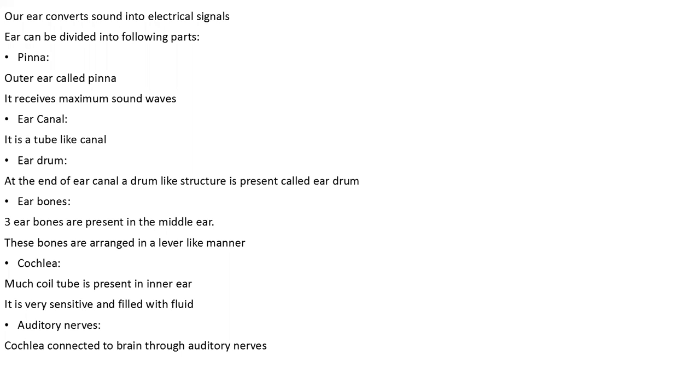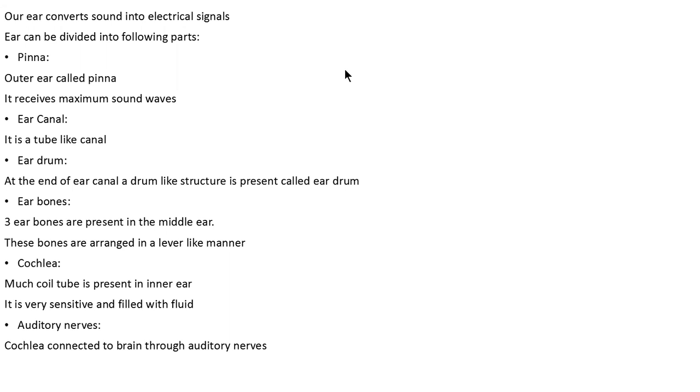Then it moves into the next organ, which is called the ear canal. It is a cavity, a tube-like canal structure. The waves move from the pinna to the canal. Then the next is the eardrum. At the end of the ear canal, a drum-like structure is present, called the eardrum.